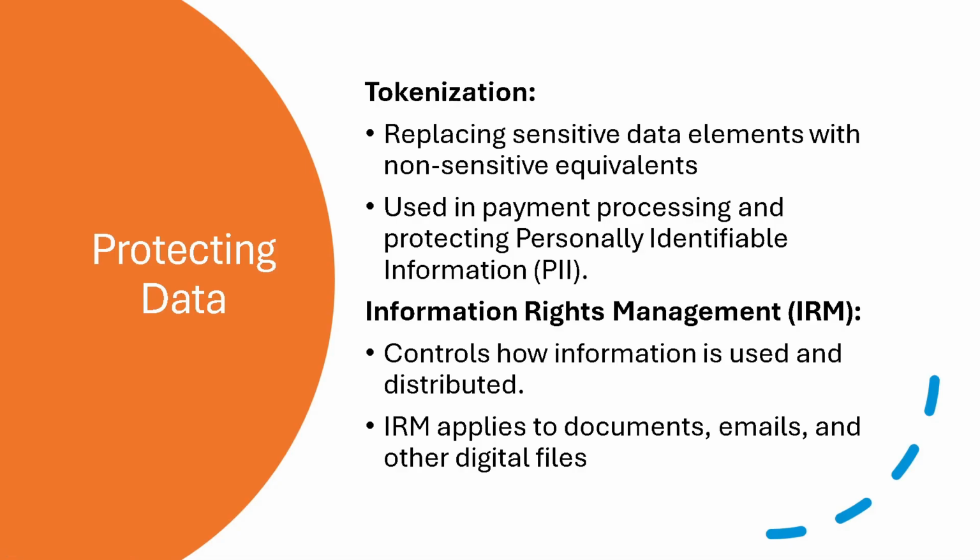Information Rights Management or IRM. IRM controls how information is used and distributed. This information can be documents, emails, and other digital files that contain sensitive information. Since this information is sensitive, it needs to be protected. For Windows, we use XML Paper Specification or .xps files to protect these documents from unauthorized access.